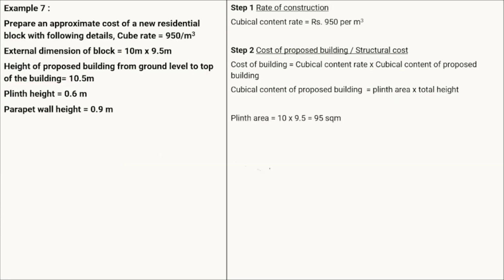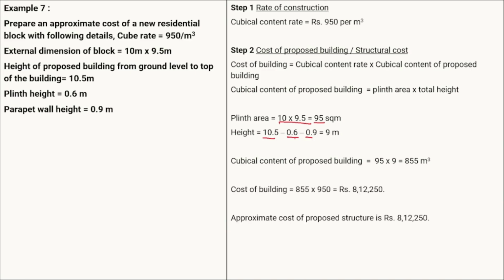So for the cubical content, the plinth area is 10 multiplied by 9.5, that is 95. The height will be equal to 10 meter minus the plinth level as well as the parapet wall height. So that will give us the height and the area. So we can calculate the cubical content of the proposed building as 95, the area, multiplied by 9 meter, the height. So the cubical content is 855 meter cube.